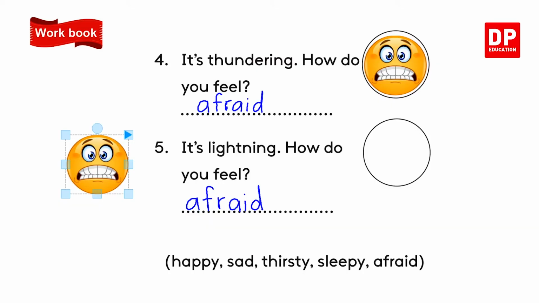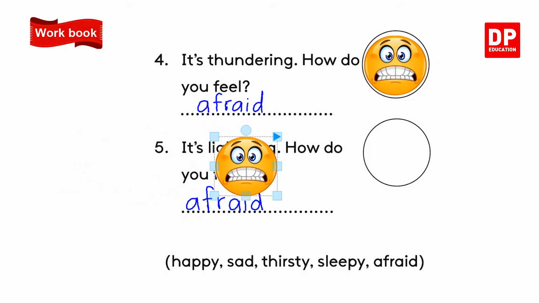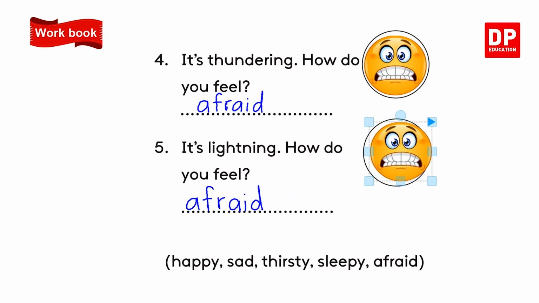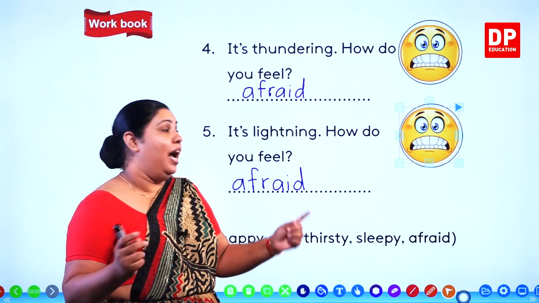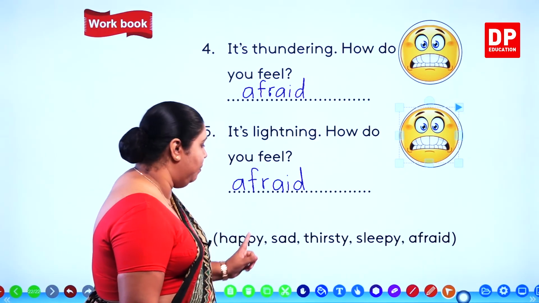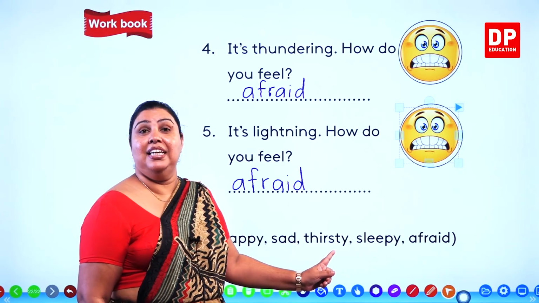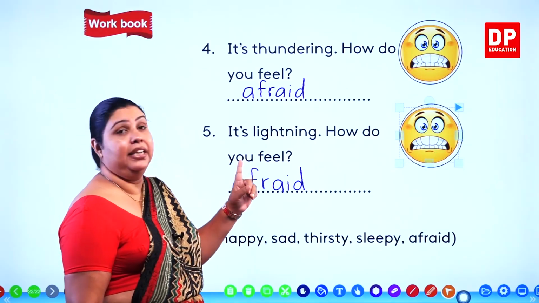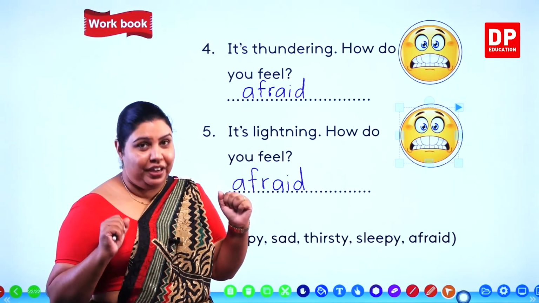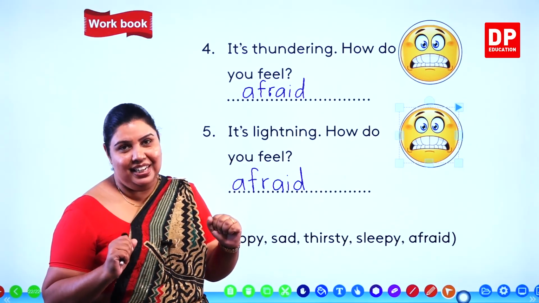Right. So I will bring my face, the scared look that I have. I'm afraid when it's lightning, and when it's thundering, I'm scared of that situation. So you have to say, I'm afraid, because we have the words happy, sad, thirsty, sleepy, and afraid. So when it is thundering and lightning, we all are afraid. We are scared of the thunder and the lightning.